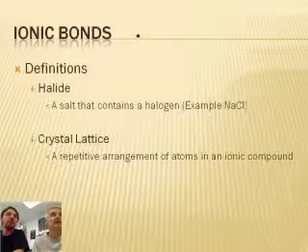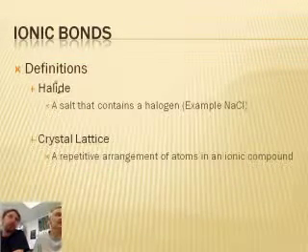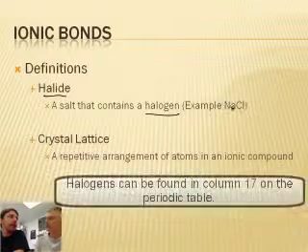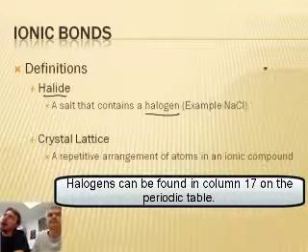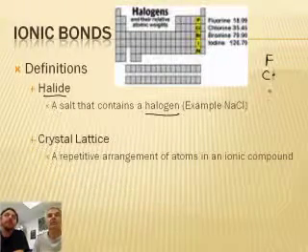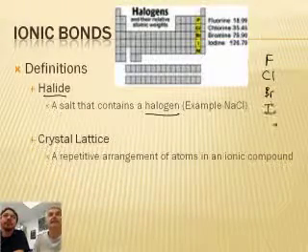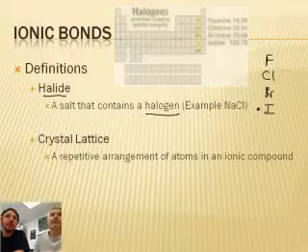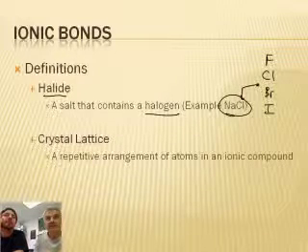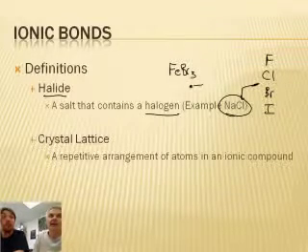Okay, some definitions just to get some words out there for you. A halide is a salt that contains a halogen. Now, what's a halogen, Mr. Sams? Halogens are everything in the fluorine group: fluorine, chlorine, bromine, iodine. You can say astatine, but that's the rarest element in the universe, so you're probably not going to run into that. So if I have, for example, sodium chloride, there's that Cl there. But if I have iron 3 bromide, that also would be a halide.